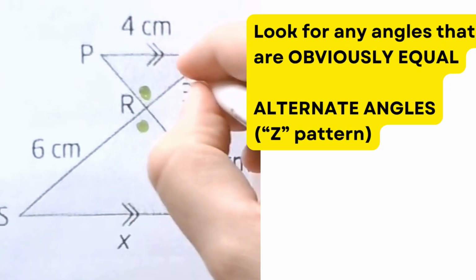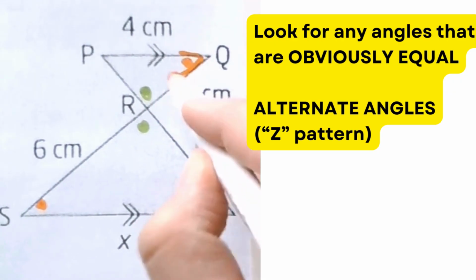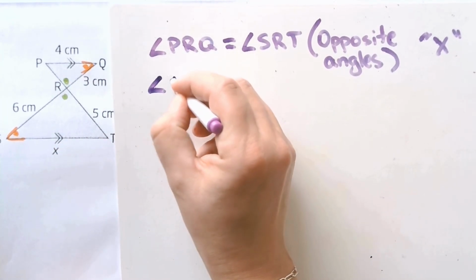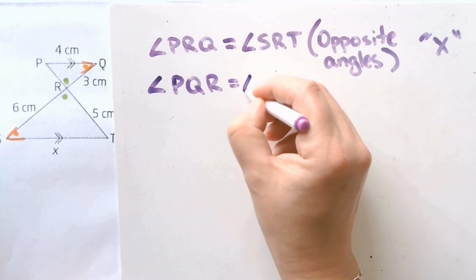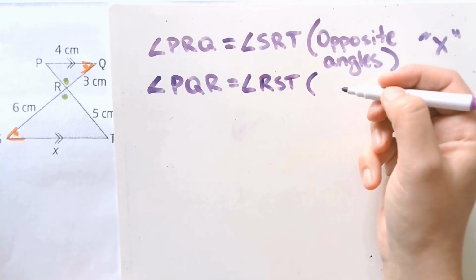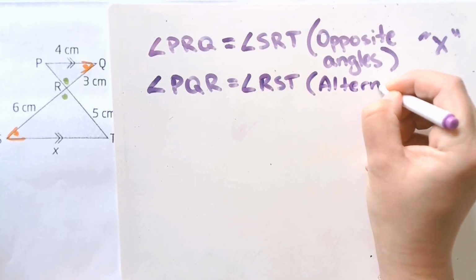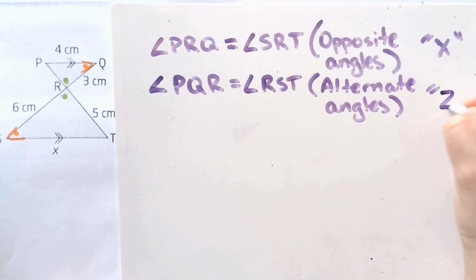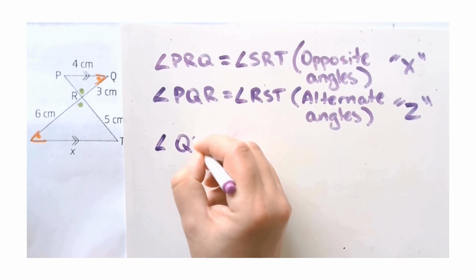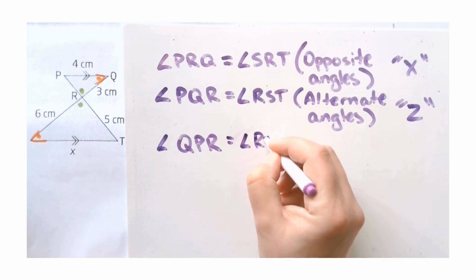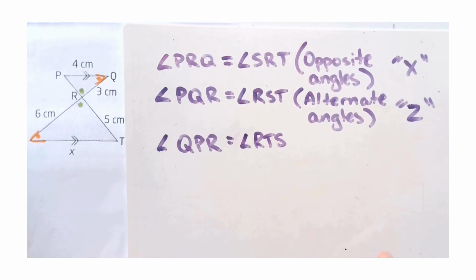And the next two angles I'm going to look at is this angle here, Q, and this angle S. And these form what's known as the Z pattern, or alternate angles. So I will write the angle PQR, with Q being in the middle there, equals angle RST, because they are alternate angles. And colloquially, again, I call that the Z pattern. So then I know that angle QPR, that's this angle here, is equal to angle RTS. Again, you could say it's because they're alternate angles, or the Z pattern, or because if you have two angles that are the same, the third has to be the same because they add up to 180.